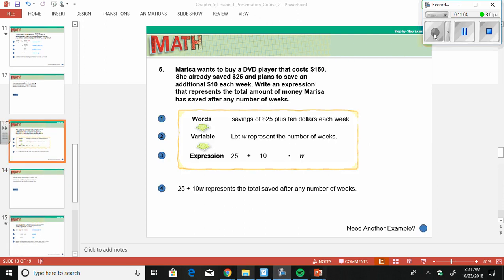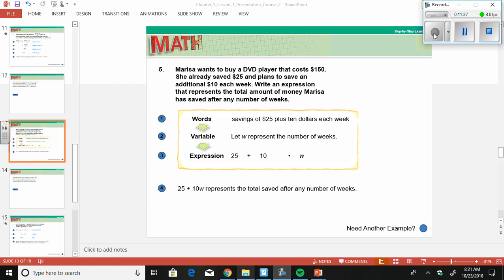Marissa wants to buy a DVD player that costs $150. She already saved $25 and plans to save an additional $10 each week. So write an expression that represents the total amount of money Marissa has saved after any number of weeks. I'm going to ask you to look for two things on these problems. I want you to look for something that's used one time and something that's used multiple times.